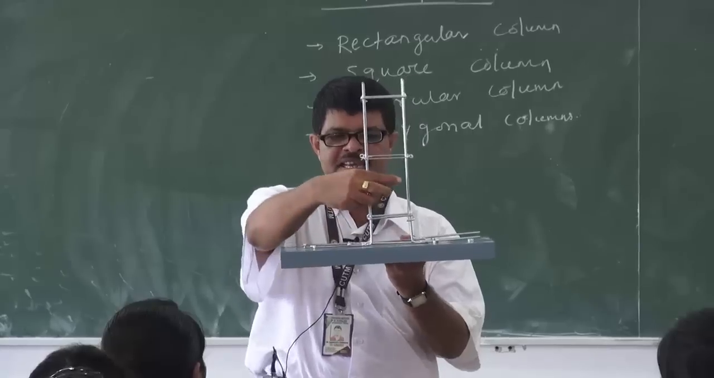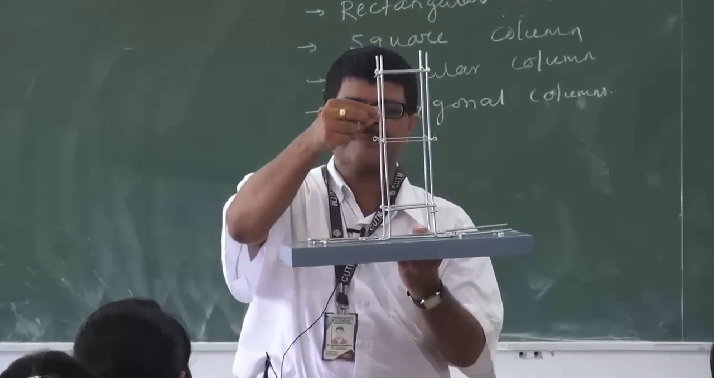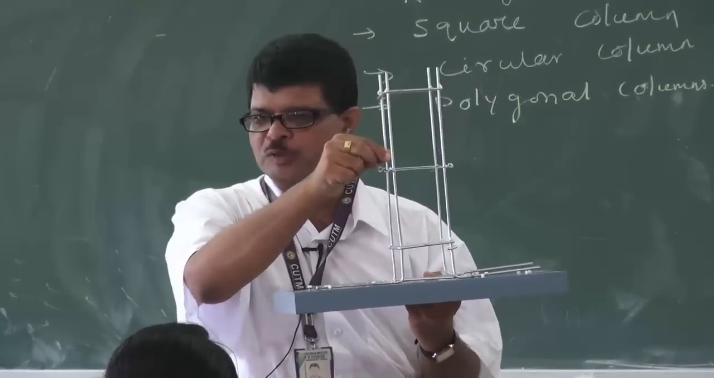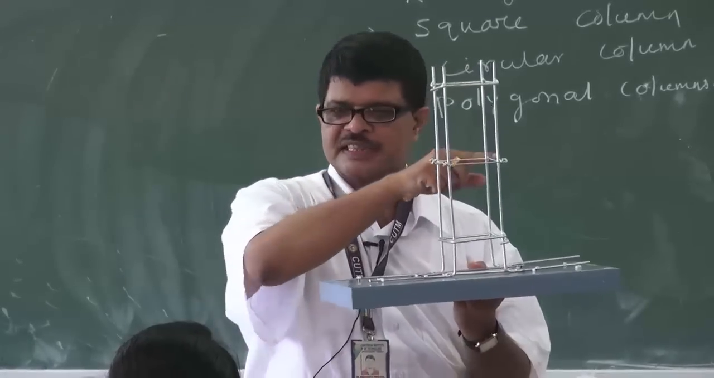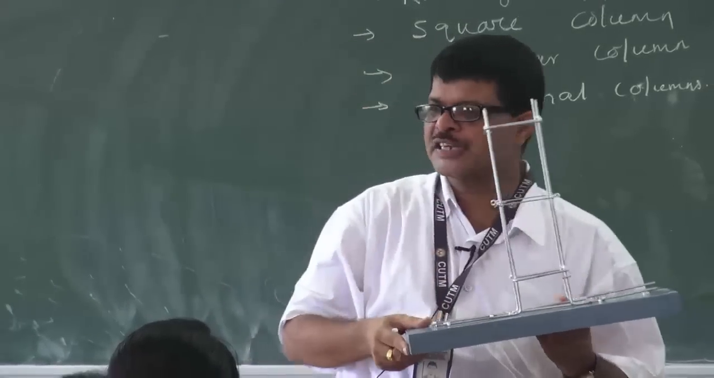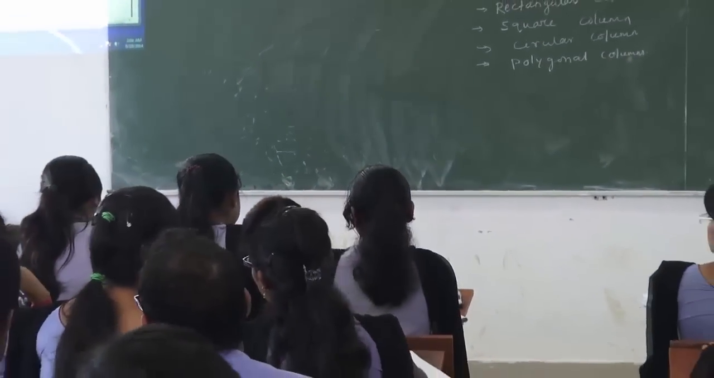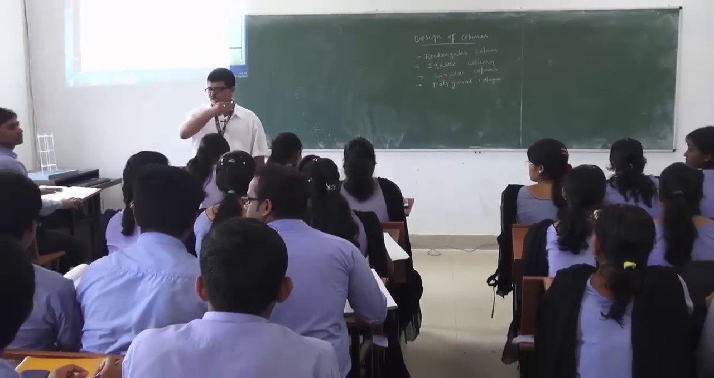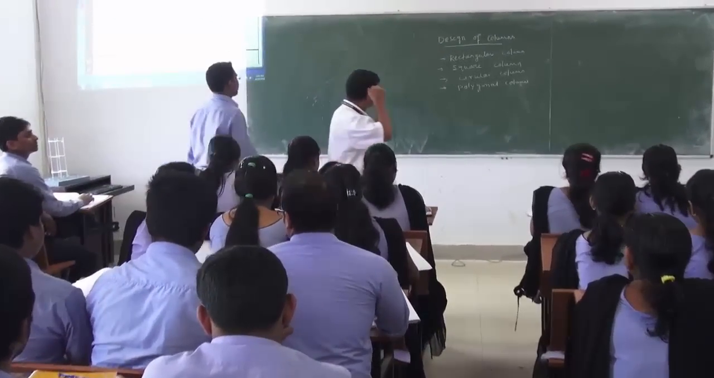Then this column, this is a square column. These are the main reinforcements, or longitudinal reinforcement, and to keep them in position we have provided the ties. These are called lateral ties. So anybody can draw its sectional plan and elevation? Come to the blackboard. Draw the section and elevation of the column.